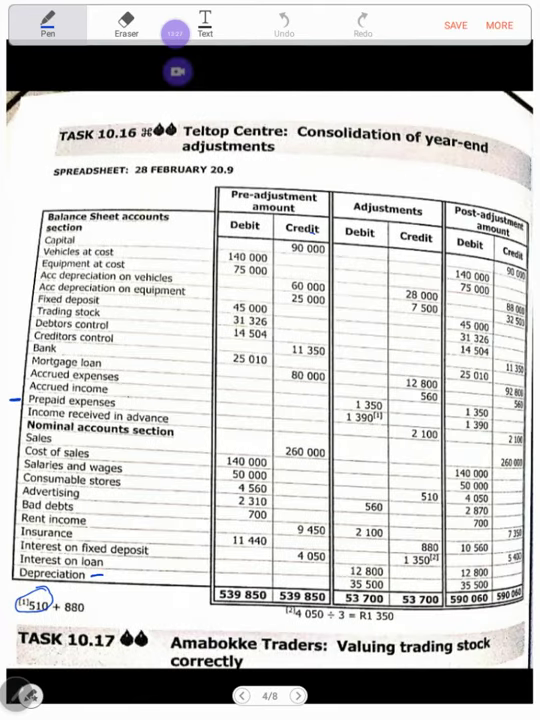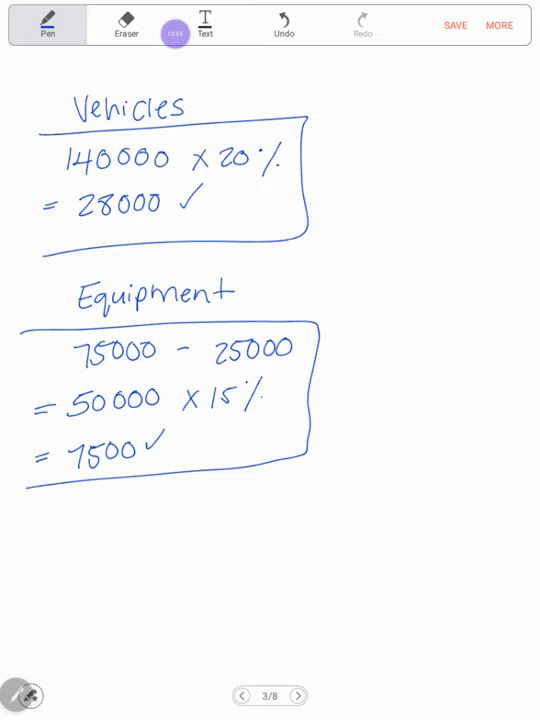Alright, so here's your interest on the fixed deposit. It was 4,050 in your pre-adjustment trial balance. I have now taken my adjustment into play, the 1,350 that was not paid out as yet. So how much in total was I supposed to receive for my interest on my fixed deposit? 5,400.